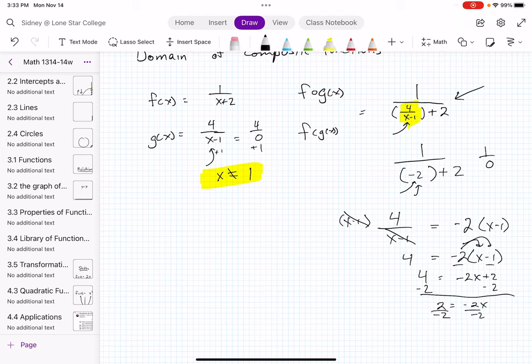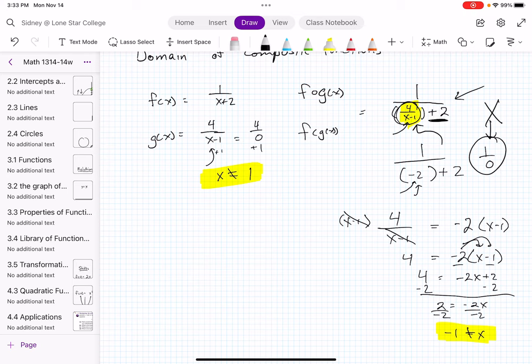Finish it by dividing both sides by negative 2, and I have x equals negative 1. So that means if I were to plug in negative 1 into this g function right here, inside that parentheses it would give me negative 2. And negative 2 here plus the positive 2 here would end up giving me the 1 over 0, which we don't want. So what can my x values be?